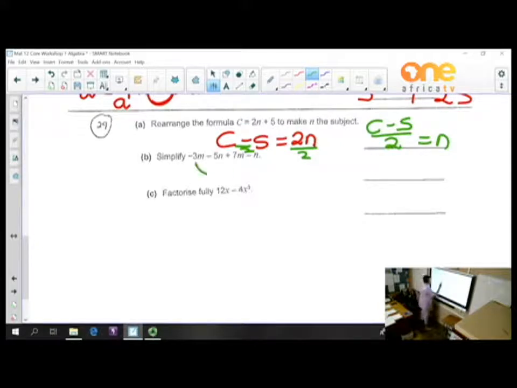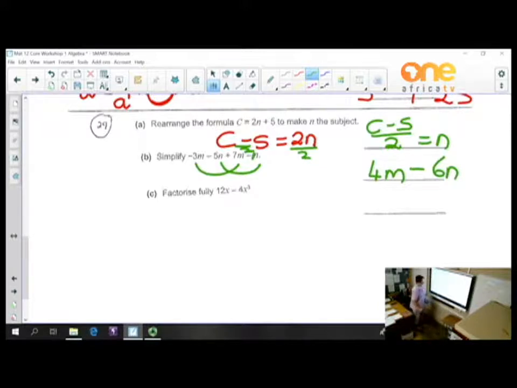Simplify. I add my like terms. Do it on your calculator. Negative 3 plus 7 is equal to 4m. And then the same thing here. Negative 5 minus 1, if there's nothing, there's a 1, is negative 6n.